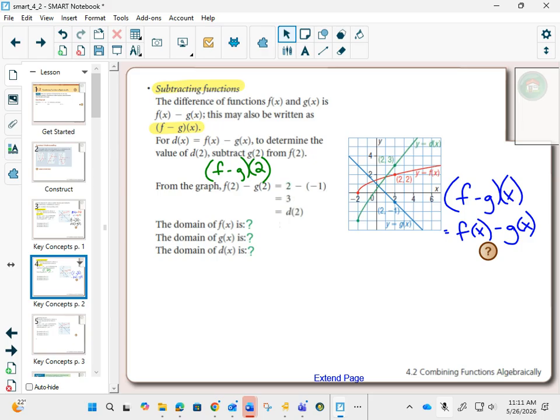Putting them together, you are going to get 2, 3. Again, the domain is where both of them exist. So since the red graph only exists when x is greater than or equal to -2, the same thing happens with the green graph.